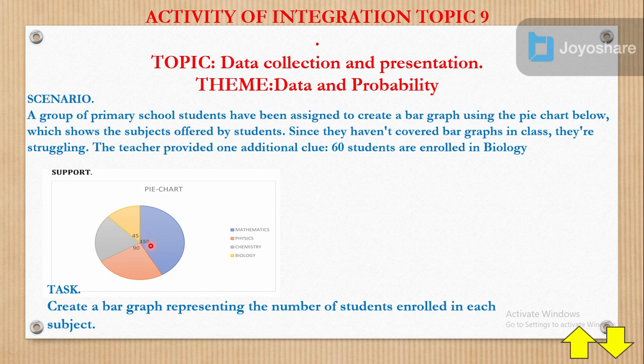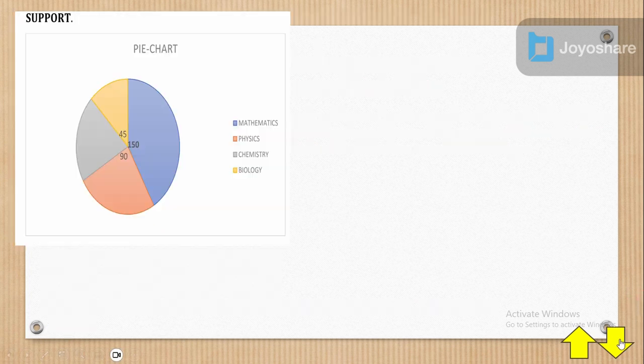Task: create a bar graph representing the number of students enrolled in each subject. So in the chart you have 150, 45, 90, and the colors. For mathematics it is 150. For physics it is 90. For chemistry we don't have it. For biology we have it as 45. So now they want us to draw a bar graph from a pie chart. Let's go there and see.